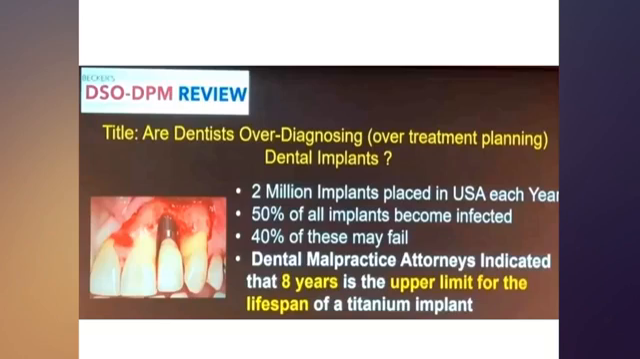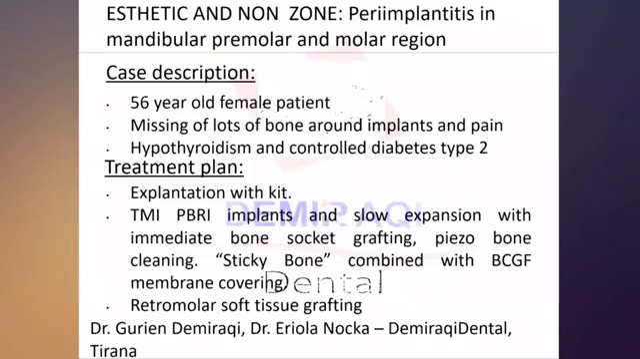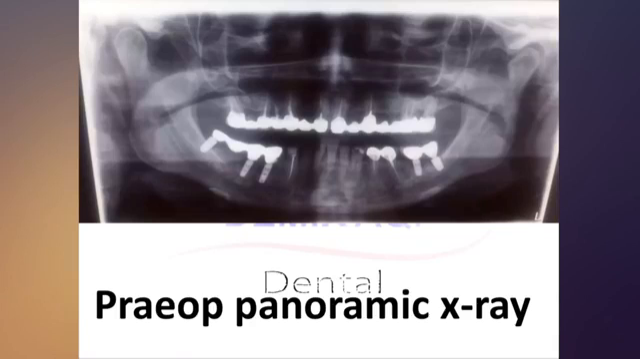Well, now let us place a couple of cases with periimplantitis. This one is a good example to show that periimplantitis is a problem. And in this case, a patient of 56 years old is missing lots of bone around her implants placed about 10 years ago. And she is also having hypothyroidism and controlled diabetes type 2, which doesn't make our work easy. So we decide to explant and to place new implants in this case.